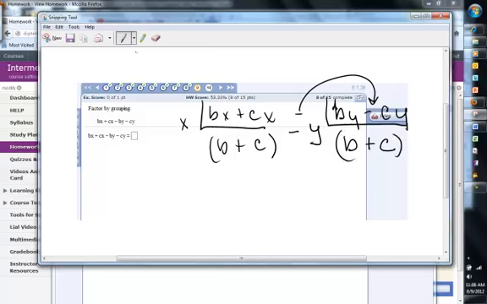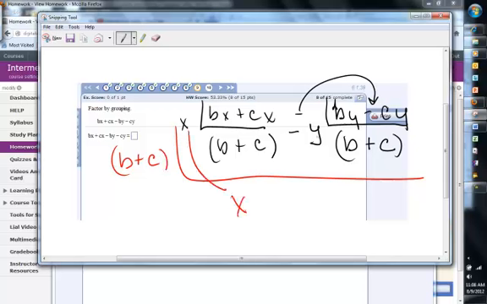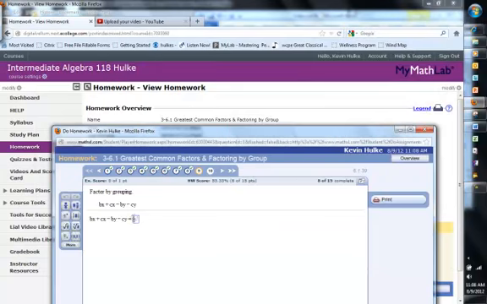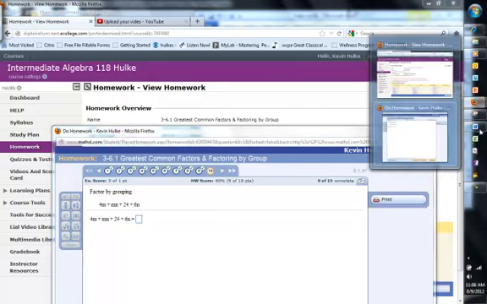Now, when we factor, I'm going to change it to a different color. We can take out a b plus c, and we're left with x minus y. So our factored form is b plus c, x minus y. All right, next one.